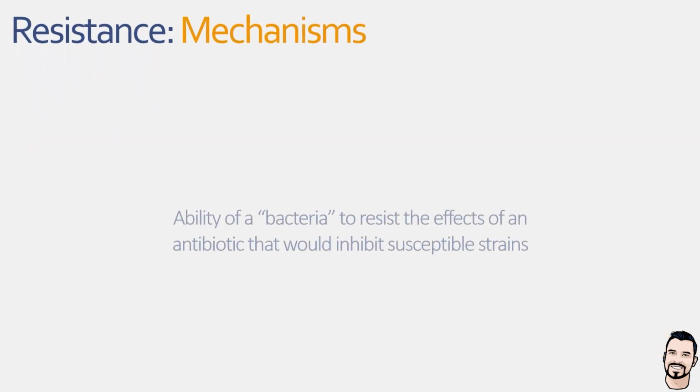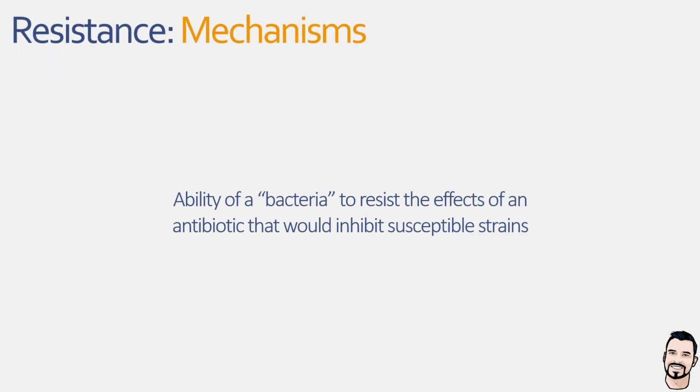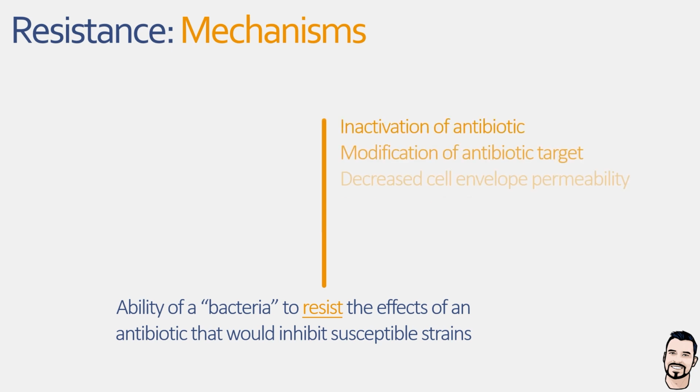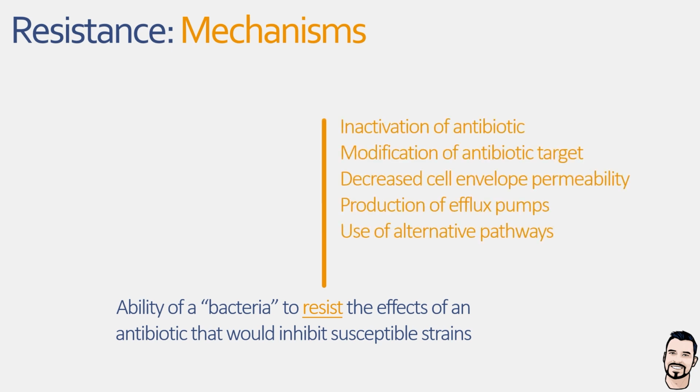Now, this process of resistance arising is through several key mechanisms, and while the specific details vary, they all serve the same purpose: to protect the bacterial cell from the antibiotic's action. Now, some bacteria will do this by inactivating the antibiotic itself, often by producing enzymes that chemically modify or destroy it. Other bacteria alter the antibiotic's target site so that it can no longer bind effectively. Some bacteria will reduce the permeability of their cell envelope, preventing the antibiotic from getting inside the cell in the first place.